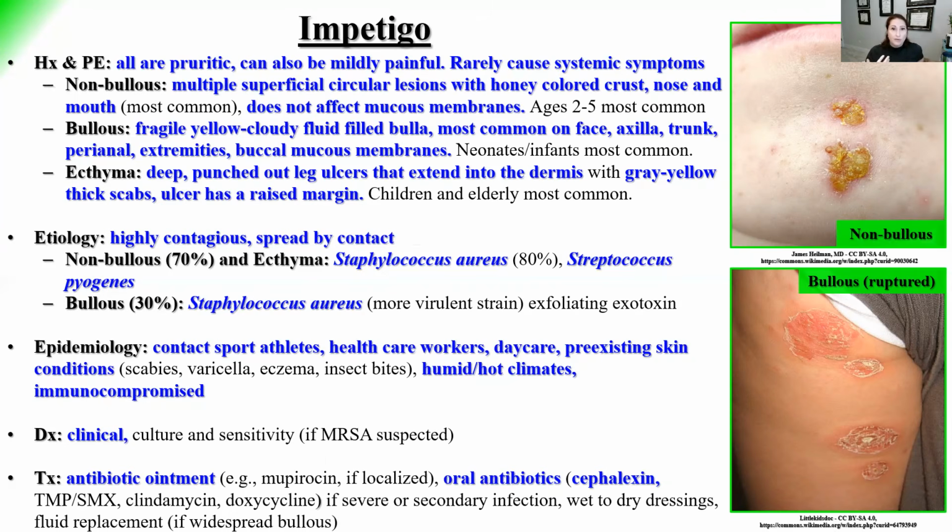If they have widespread bullas, a mucosal bulla, then you want to treat them with fluids as well, because they're probably going to be dehydrated.